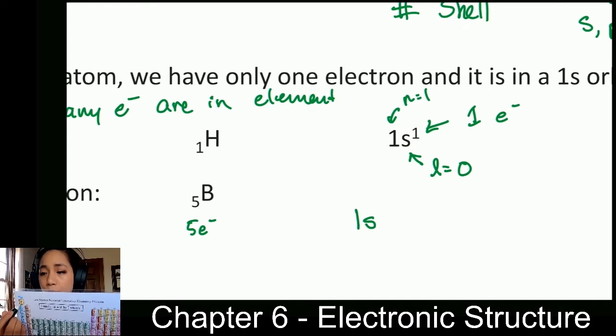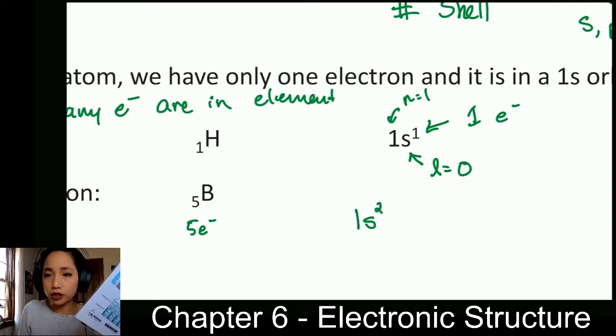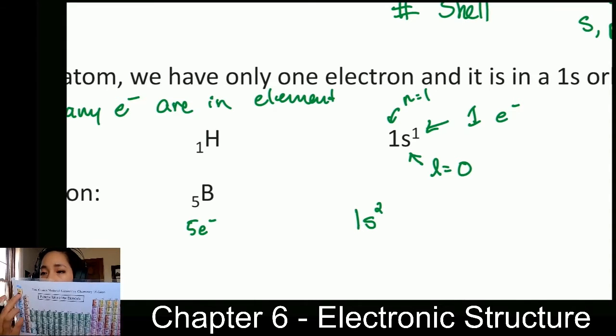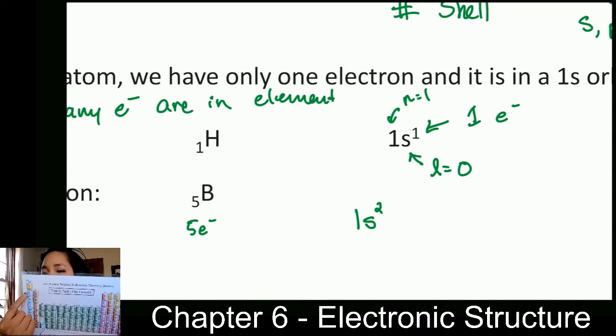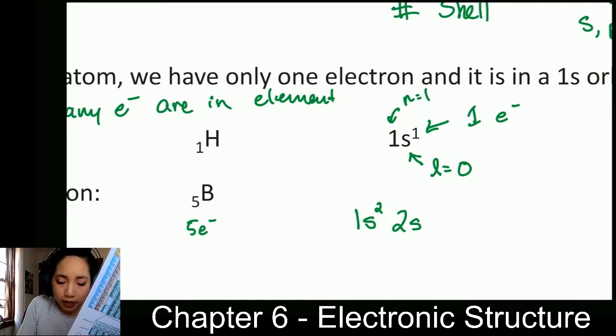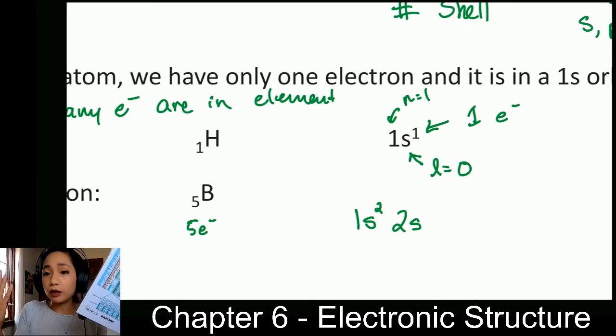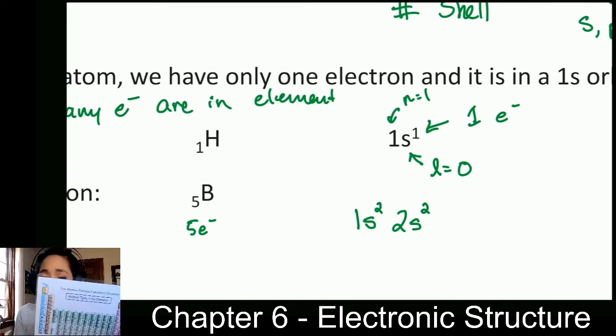So that brings us to hydrogen, helium. An s orbital can only hold 2 electrons, but we need to get to 5. So next, after helium, we go to lithium. Lithium is also in the s subshell. So now we have to fill our next subshell, which is our 2s subshell. It's an s orbital, so again, it can only hold 2 electrons. So we'll place 2 electrons in there as well. That brings us to lithium, beryllium.